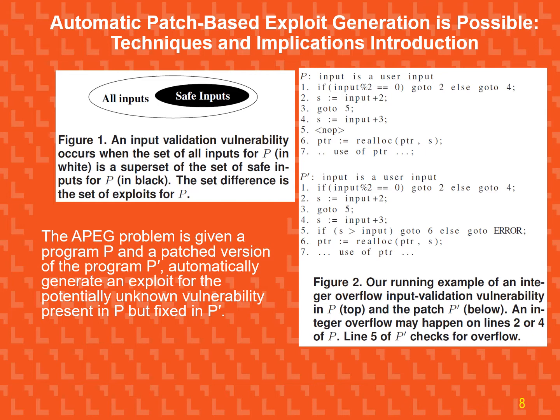Adding additional input sanitization checks to P bar to ensure that only safe inputs are processed without error is a common approach for patching such vulnerabilities. Buffer overflow, integer overflow and underflow, and heap overflow are among the most common examples of input validation vulnerabilities. Figure 2 illustrates a typical integer overflow input validation vulnerability that the writers use in this paper. This example is based on a real-world Internet Explorer vulnerability.